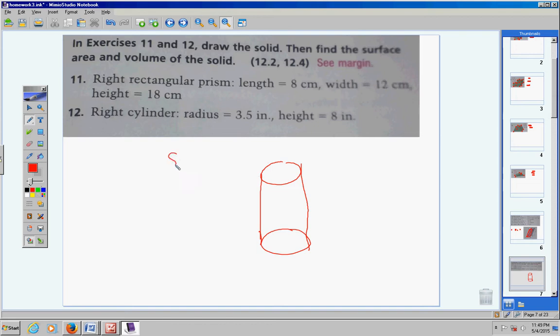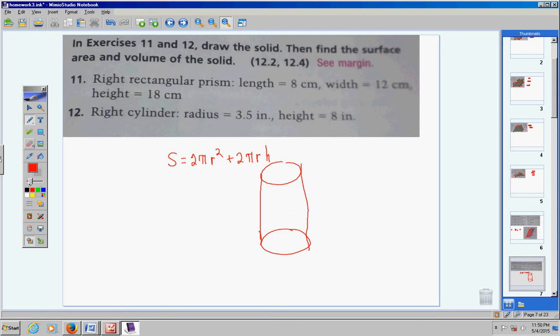Okay, now the surface area of a cylinder, there's a formula for that. And the formula for surface area is, let me think about this for a second. It was 2 pi r squared plus 2 pi rh. Now that's the formula for the surface area of a cylinder, alright?